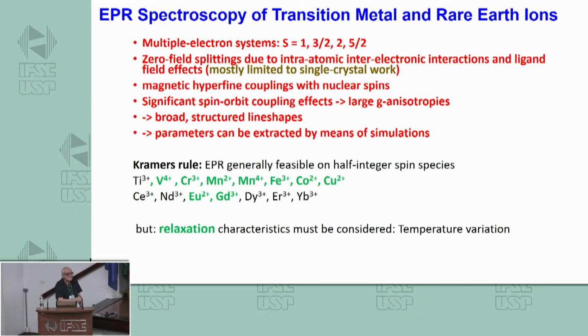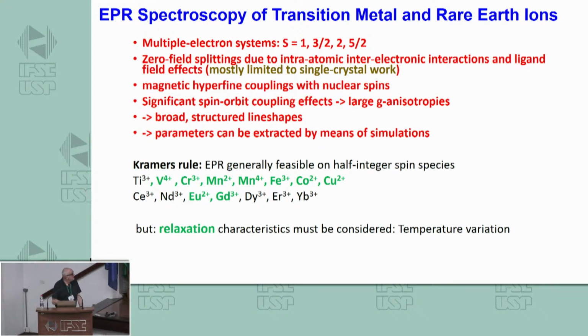So this is embodied by the so-called Kramers' rule. Kramers' rule says EPR is generally feasible on half-integer spin species, which means they have an odd number of unpaired electrons. And that's all of these species that I mentioned. For transition metals, the large majority of all candidates are shown here. For rare earths, it's these ones over here.